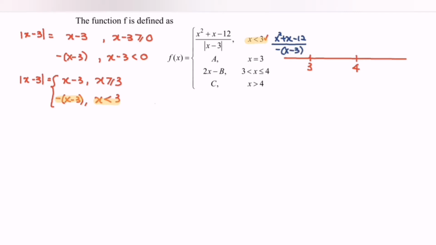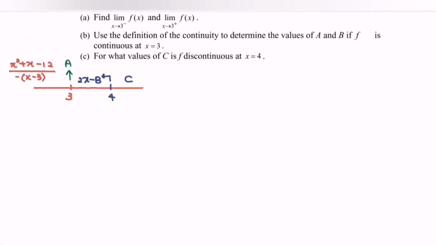If x is equal to 3, the function would be a. Followed by from 3 to 4, where 3 is not included, the function would be 2x minus b. Finally, for x greater than 4, the function would be c. Now I'm going to discuss question A. Find the limit when x approaches 3 from the left and the limit when x approaches 3 from the right.